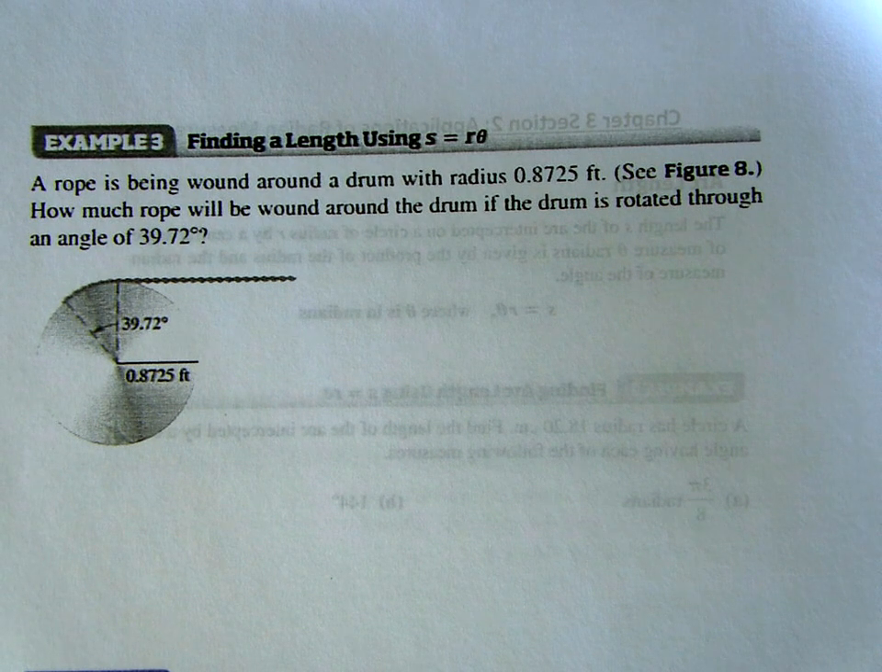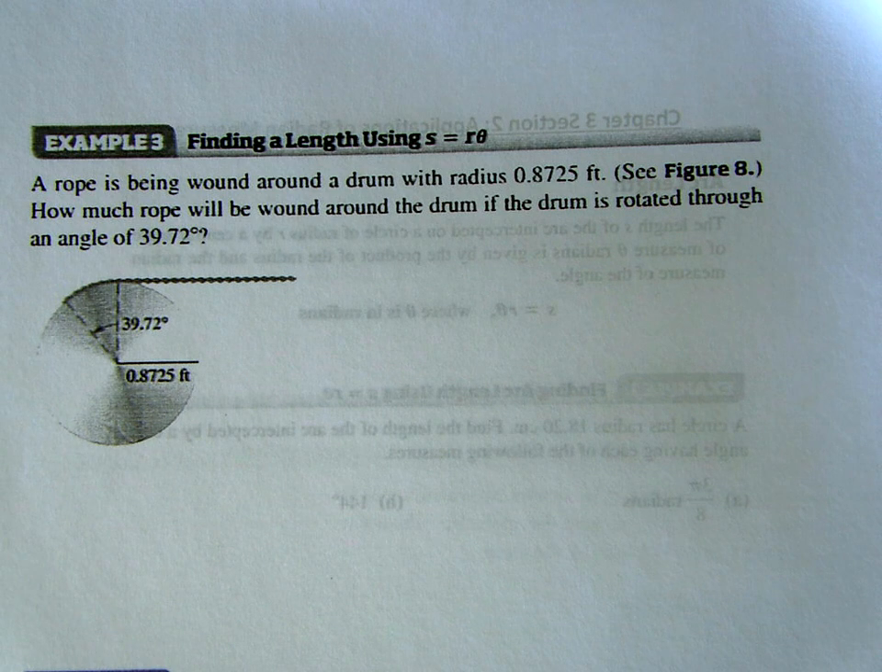Example 3, finding the length using the same equation. So it says a rope is being wound around a drum with a radius of 0.8725 feet. And they give you a nice picture yet again. So how much rope will be wound around the drum if the drum is rotated through the angle of 39.72 degrees? We're literally not doing anything different, except that we will have to convert our degrees over into radians.